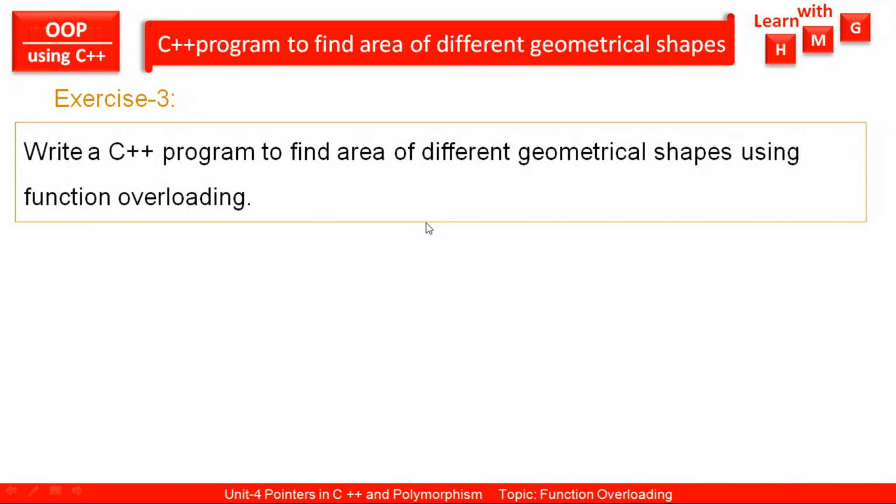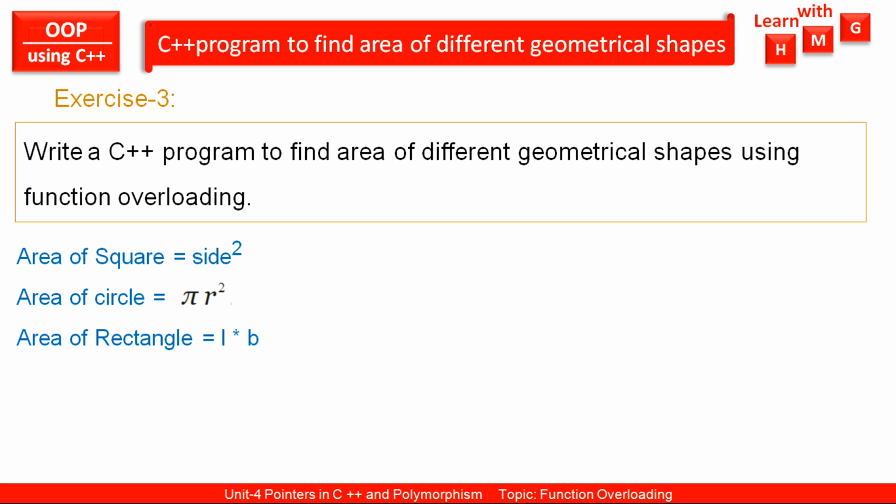Now the third program I am going to demonstrate is to find the area of different geometrical shapes using function overloading. Here I am going to consider various shapes. The first shape is square. The area of a square is calculated as side square. The second geometrical shape is circle. The area of a circle is calculated as pi r square.